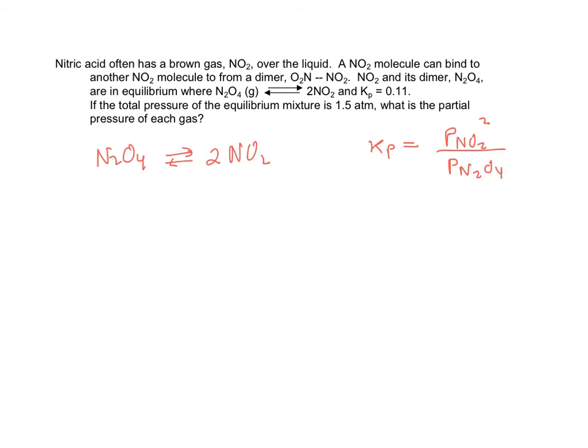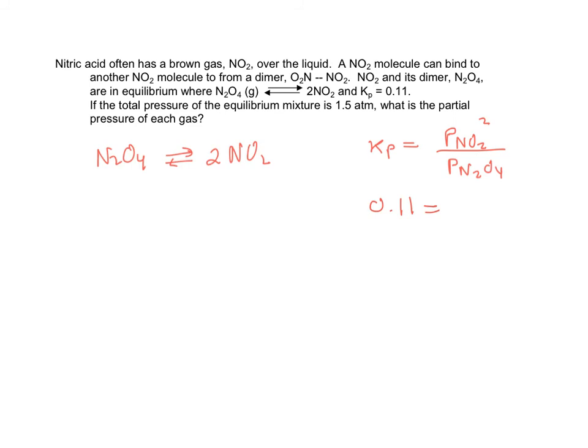What are we trying to find? We're trying to find the partial pressure of each gas. So we're trying to find the partial pressure of the NO2 and the partial pressure of the N2O4. We are given what Kp is. Kp, they tell us, is 0.11. But we don't know either one. Can we relate between them?